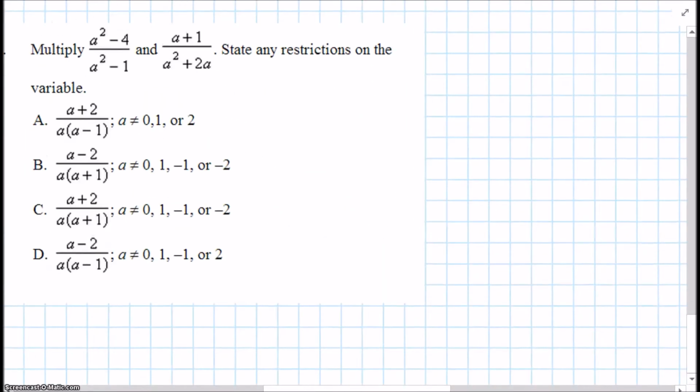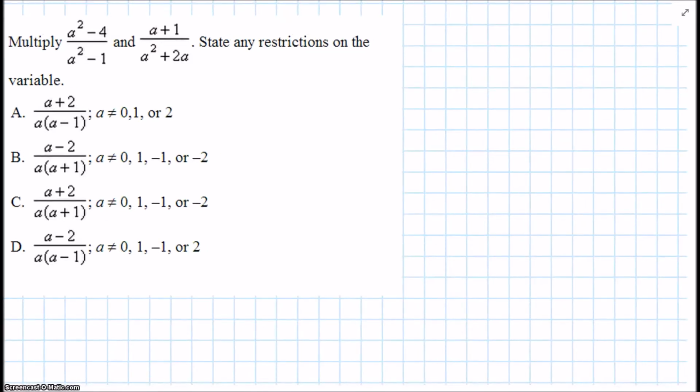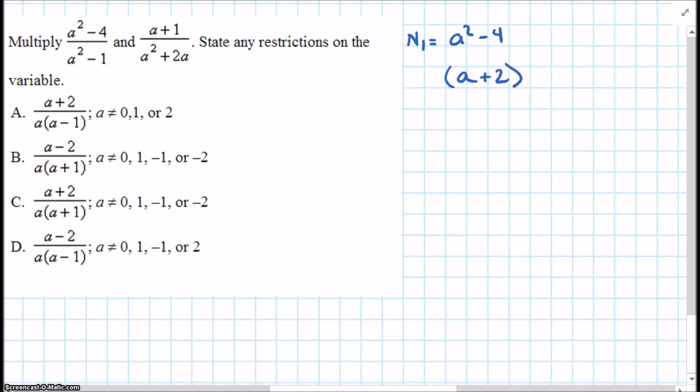Multiply a squared minus 4 over a squared minus 1, and a plus 1 over a squared plus 2a. So let's look at numerator 1. a squared minus 4 is a difference of squares, so I could write that as a plus 2, a minus 2. Okay, so let's do that in this little spot right here: a plus 2 times a minus 2.